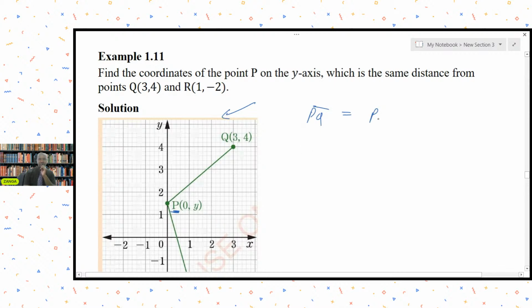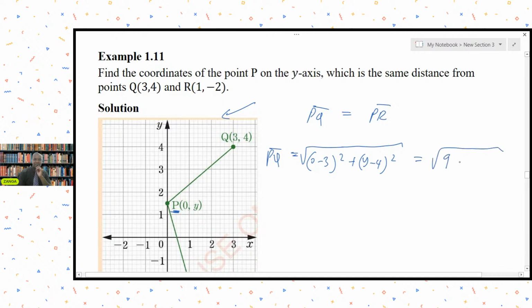So we need to find actually this distance. So what is PQ? PQ will be square root of, taking 0 minus 3 square plus y minus 4 square. And actually this is going to be equal to square root of 9 plus y minus 4 square. So that is the first distance, and we are coming now to PR.